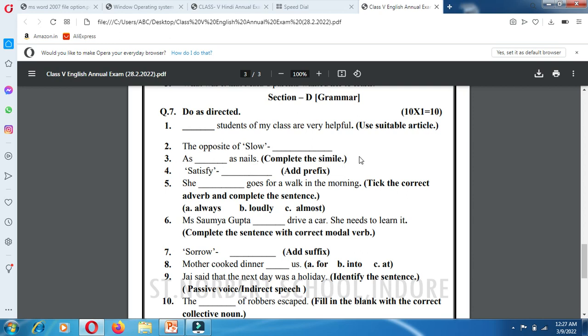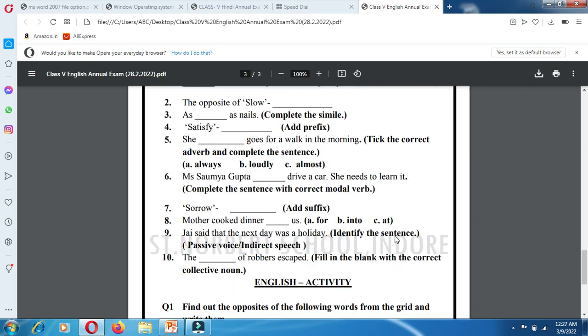6. Mrs. Somaya Gupta blank drive a car. She needs to learn it. Complete the sentence with correct modal verb. 7. Sorrow. Add suffix. 8. Mother cooked dinner blank us. 4. Into. At. Question number 9. Jay said that the next day was holiday. Identify the sentence. Passive. Was. Indirect speech. Number 10.